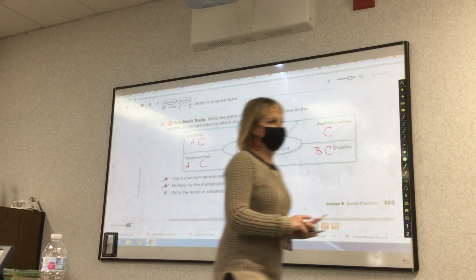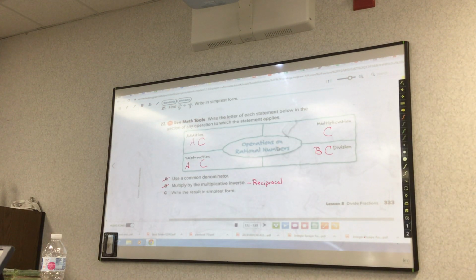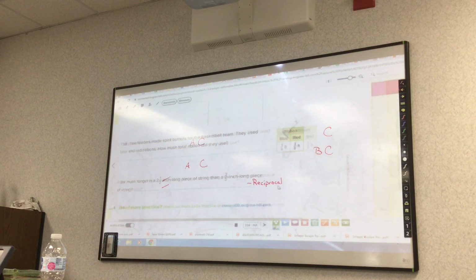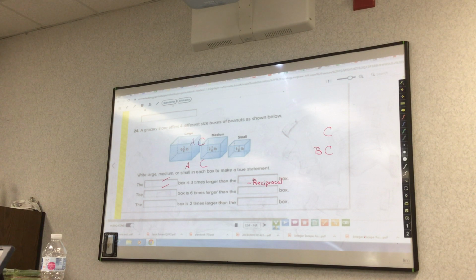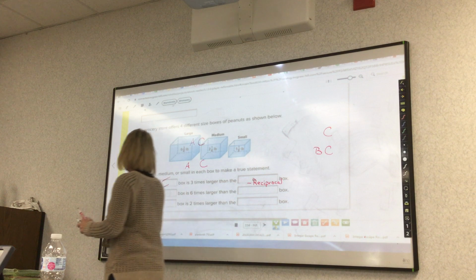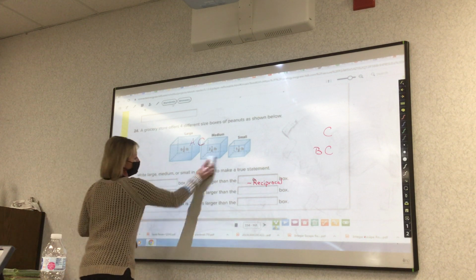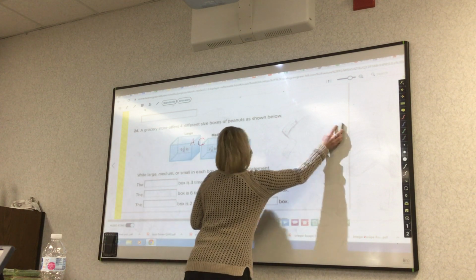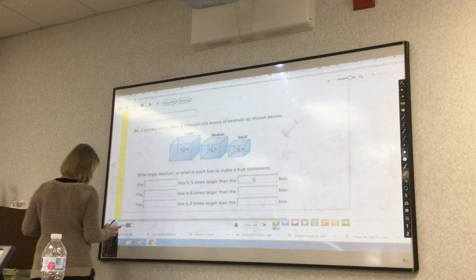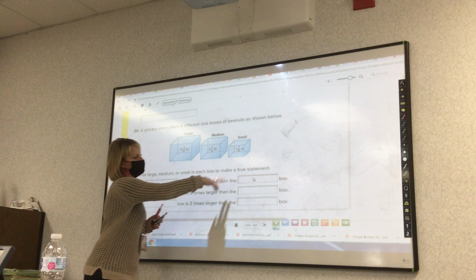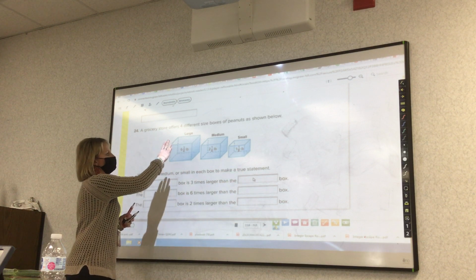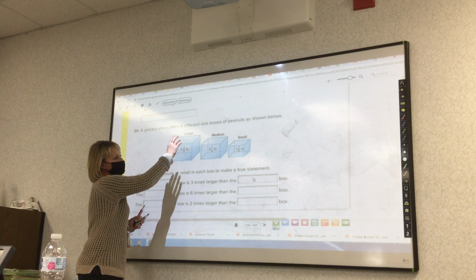Moving on to number 24. It says a grocery store offers 4 different size boxes of peanuts as shown below. Write large, medium, or small in each box to make the statement true. The blank box is 3 times larger than the blank box.